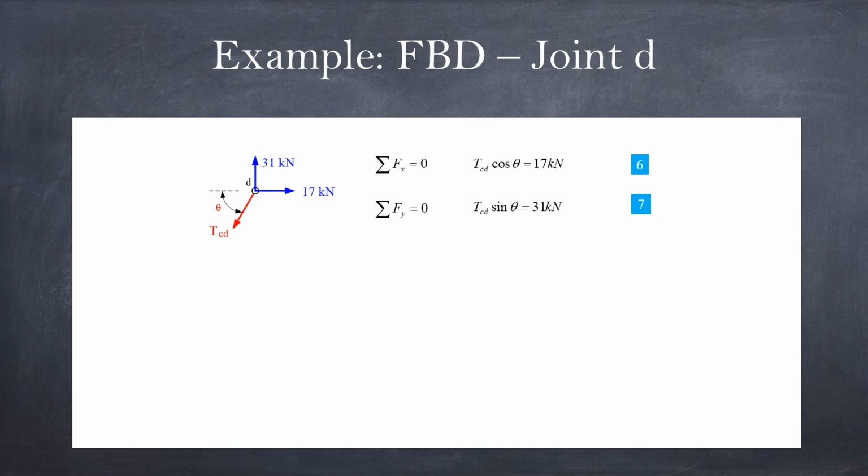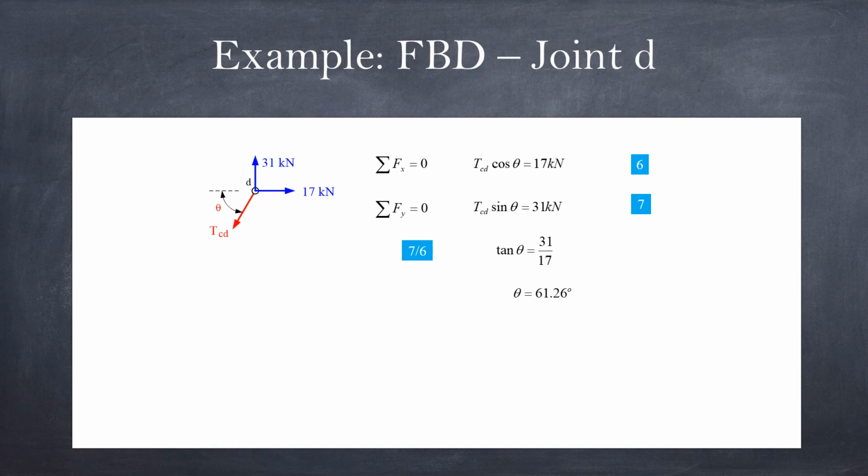I will solve first for the angle theta. So I put equation 7 up and divide it by equation 6. T_CD disappears, of course, because it's the same. Sine over cosine becomes tangent. Once we have the value of the tangent, we use arctangent to find the angle theta. Now we have theta.